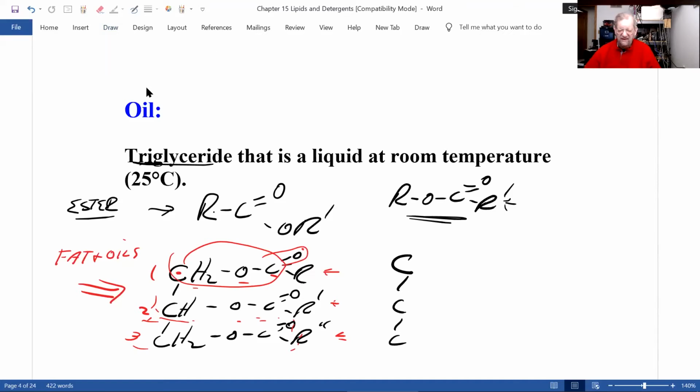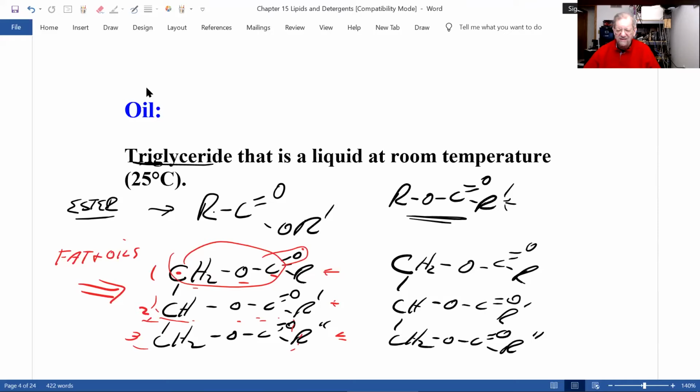Let me rewrite it. And this would be the structure of all fats and oils.